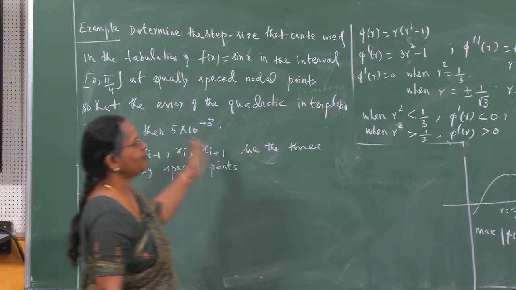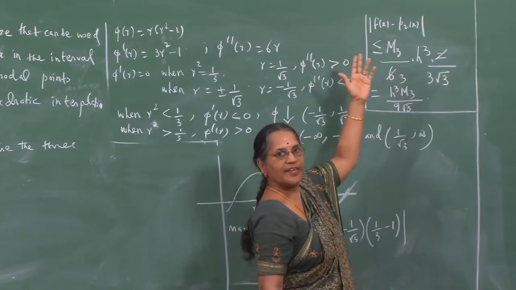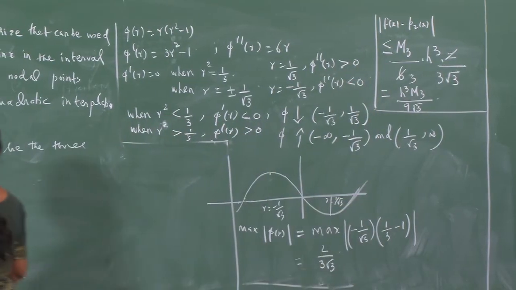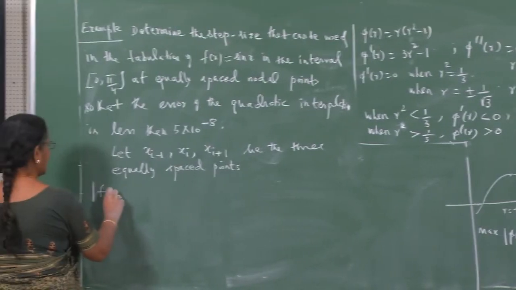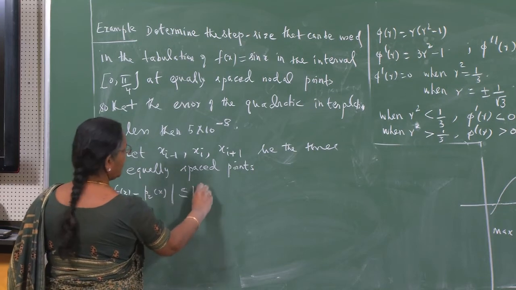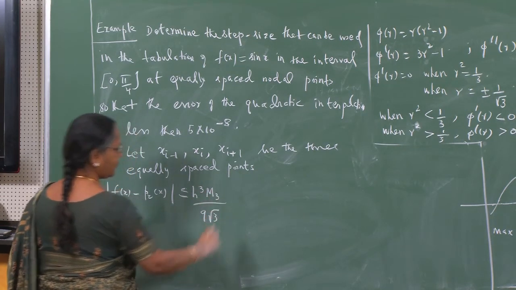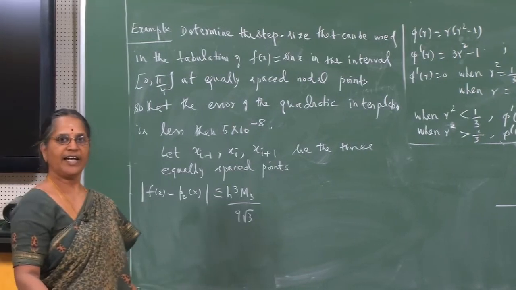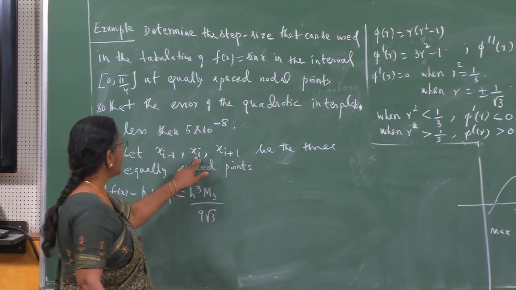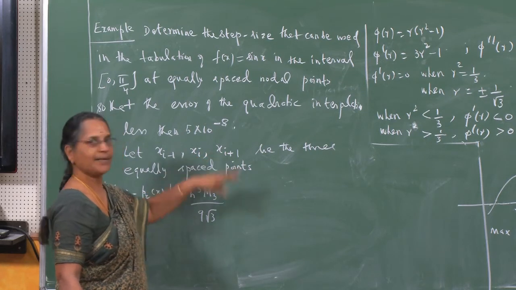We have already computed the size of the bound on error, namely modulus of f of x minus p 2 of x is less than or equal to h cubed into m 3 divided by 9 root 3. So, now I want to find out the step size h such that x i is x i minus 1 plus h, x i plus 1 is x i plus h.